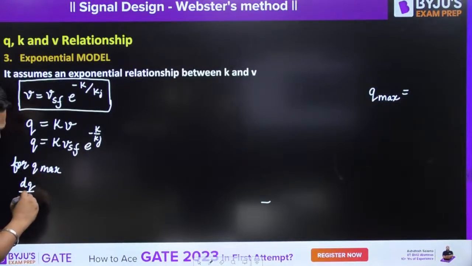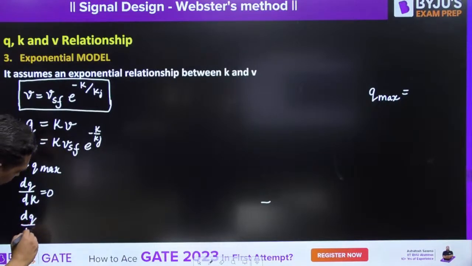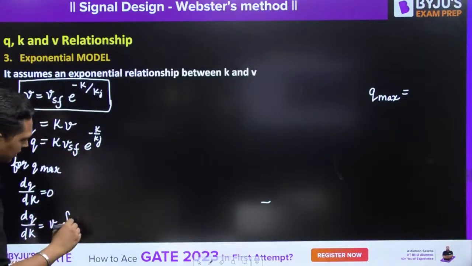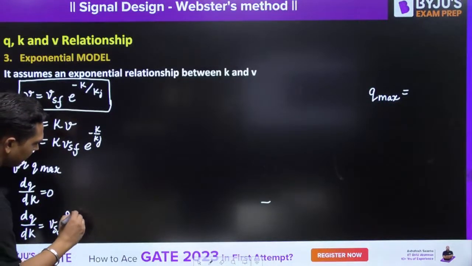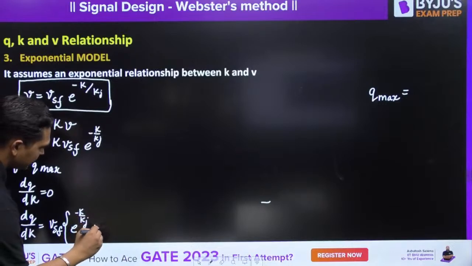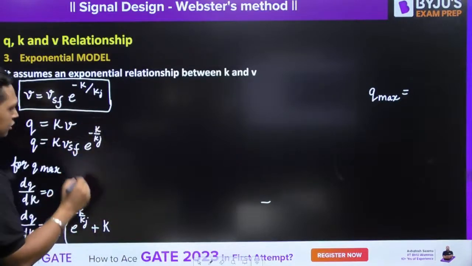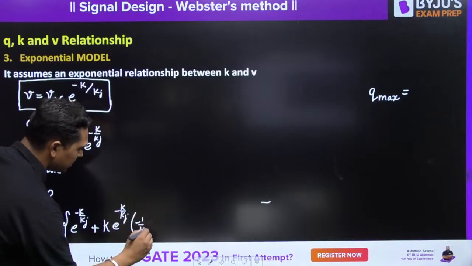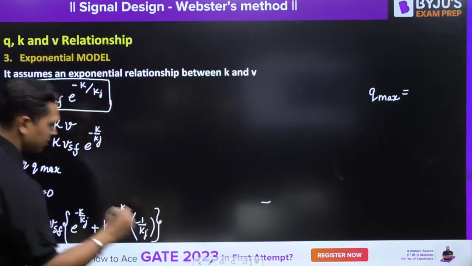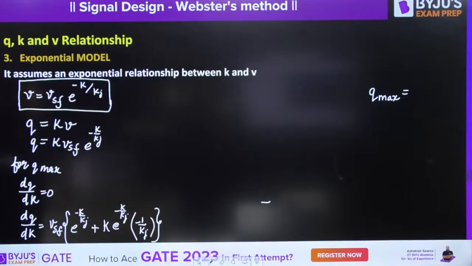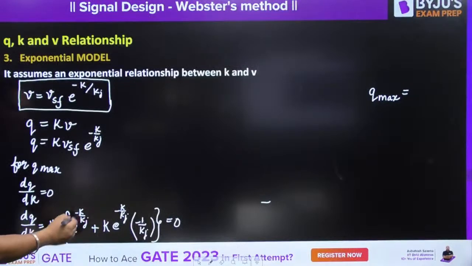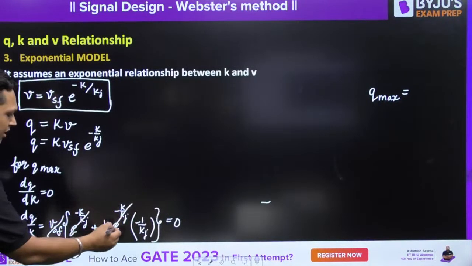dq by dk should be equal to 0, which implies dq by dk equals Vsf common, K differentiation of K will be 1, e to the power of minus K upon Kj, plus K constant, differentiation of e to the power of minus K upon Kj into minus 1 upon Kj. Now this becomes equal to 0. So when you equate it to 0, Vsf will go, and e to the power of minus K upon Kj will not be 0.